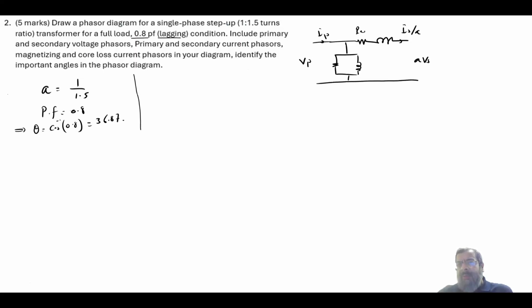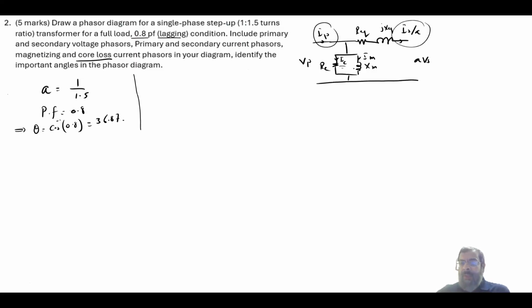Now this is your R equivalent and jX equivalent of your winding. This is your RC and this is your XM. So we will have here IC and here we'll have IM. So we'll have IP, IC, IM, and IS over A. This is the primary current, the secondary current. This is the current representing the core loss, which is this one, and IM representing the magnetizing part of the current. So these are all the phasors here.